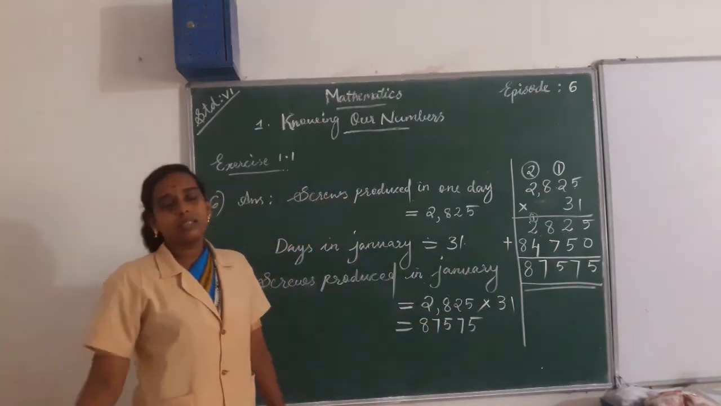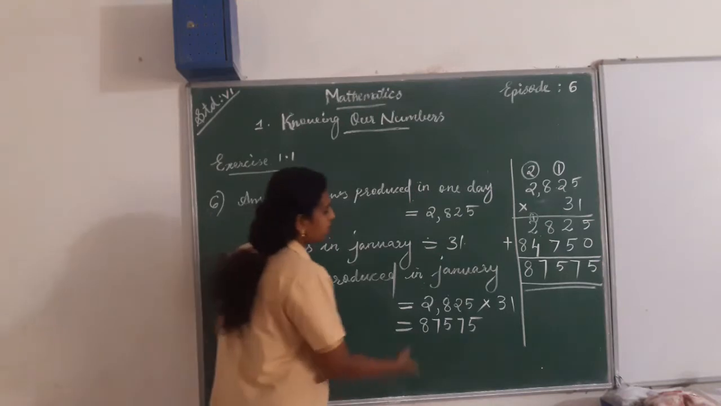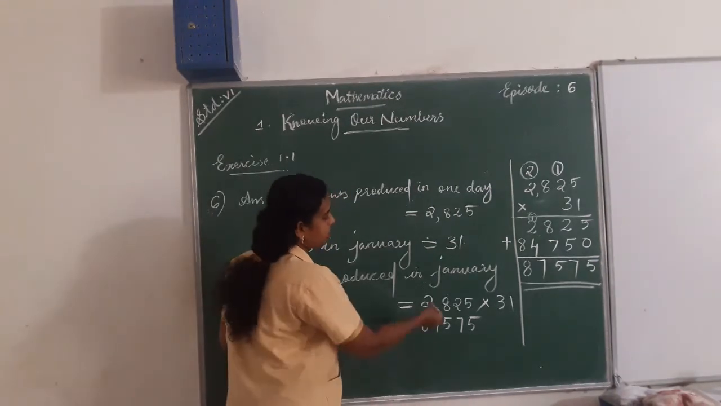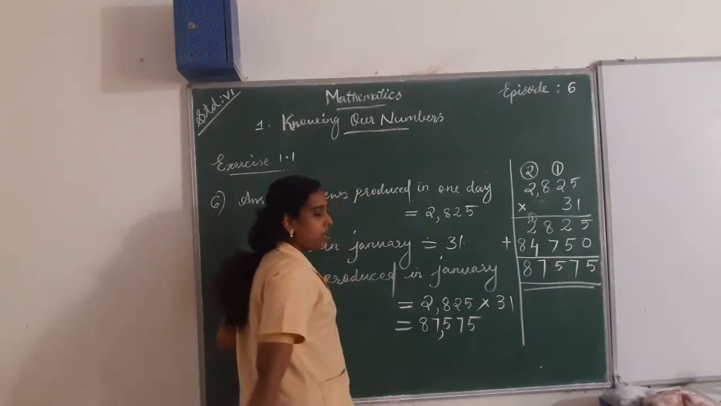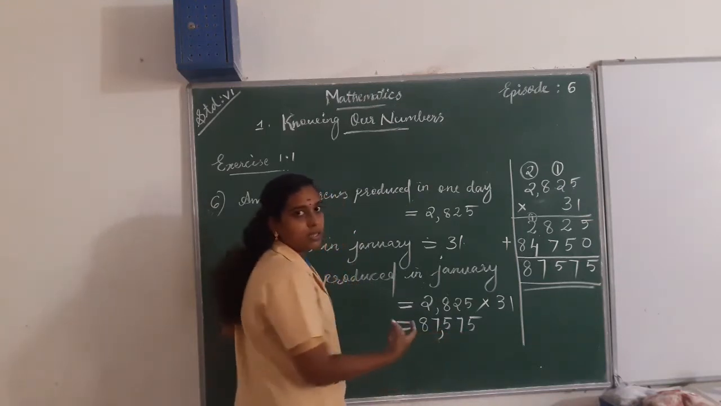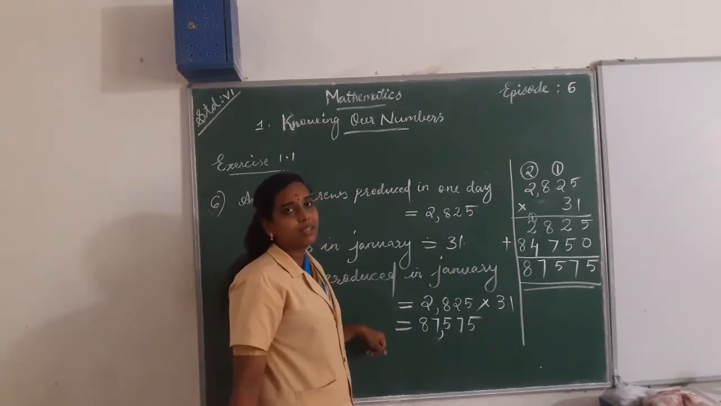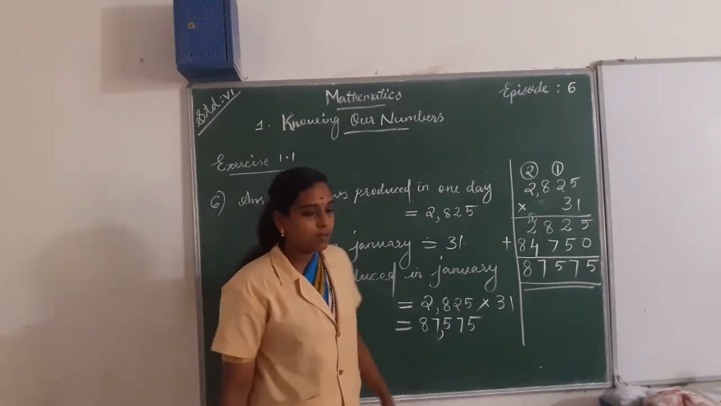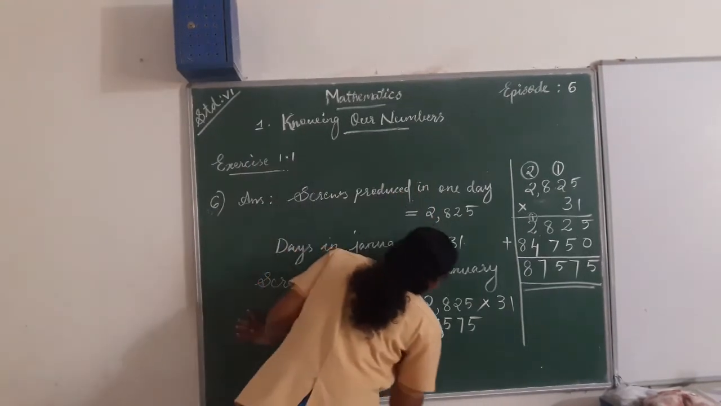How can we read this number? First we put comma. The first comma comes after the hundreds position. Okay, here's the first comma. And read the number: ones, tens, hundreds, thousands, and ten thousands. And how many thousands here? 87,000. 87,575.